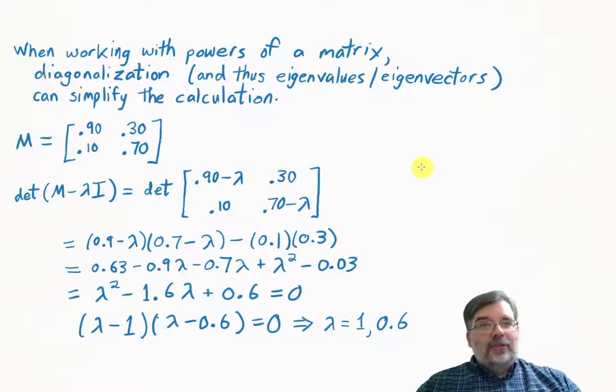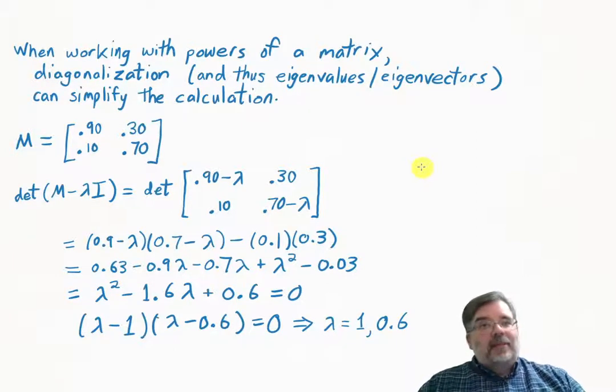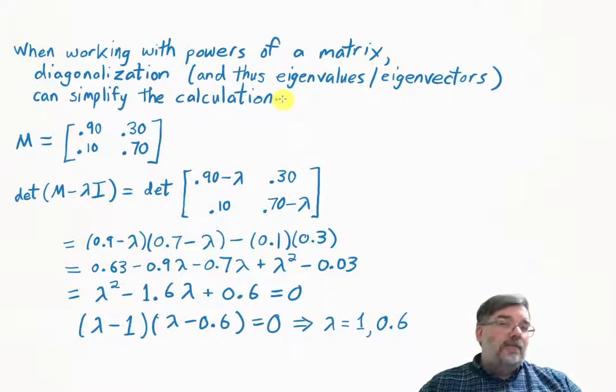And so, if we're talking about powers of a matrix, as we discussed in an earlier video, diagonalization is really helpful to calculate powers of a matrix. But diagonalization, in turn, depends on eigenvalues and eigenvectors. And that's going to help us simplify our calculation, especially if we want to know the population far into the future. That will require us to know a large power of this matrix, and diagonalization makes that calculation a lot easier.